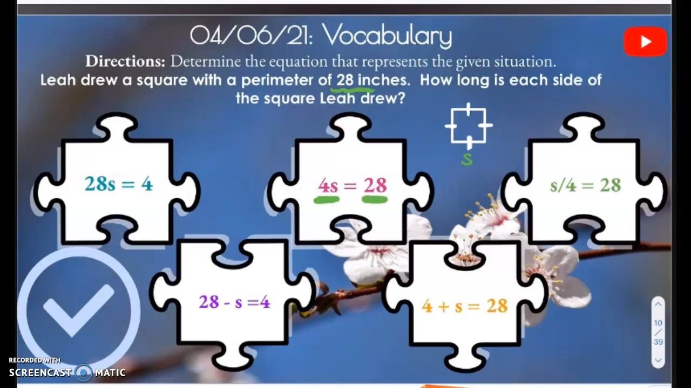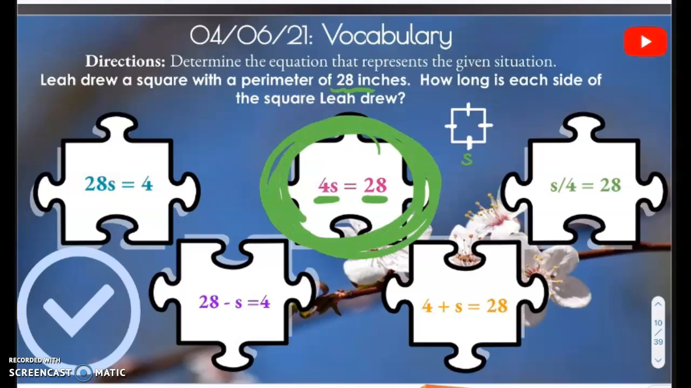We don't need to solve it. All we need to do is figure out which of these actually helps us represent it. So it is going to be this middle one, the pink one. And we'll do more practice with it. Great job.